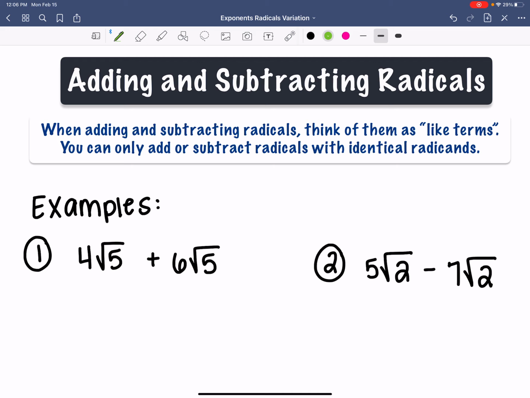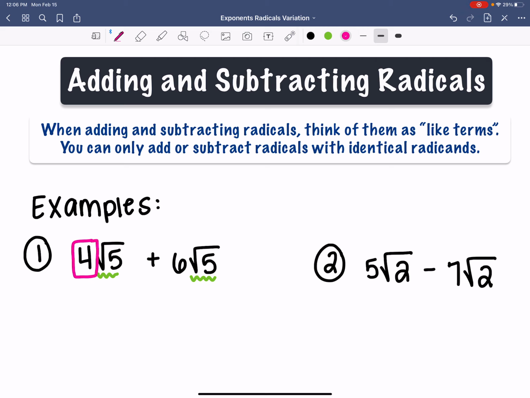as like terms. That means that you can only add or subtract radicals if their radicands are identical. So remember, the radicand is whatever is underneath the radical. So as long as your radicals match, then you can add the coefficients. So since we have matching radicals, we have 4 square root of 5 plus 6 square root of 5. Since these square roots of 5 are the same, then we can add the coefficients.